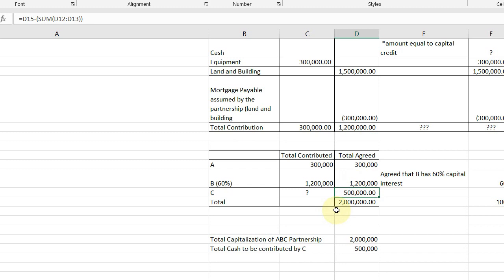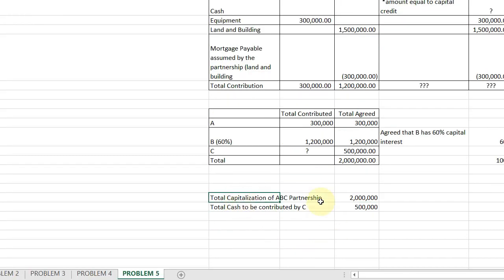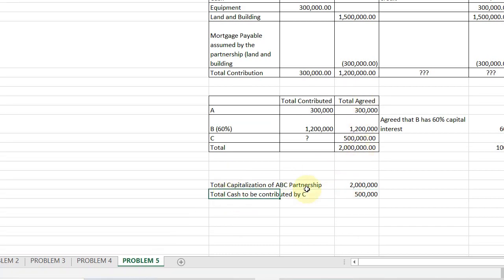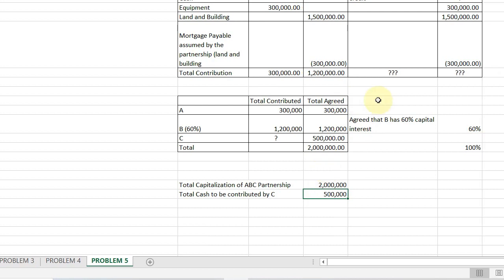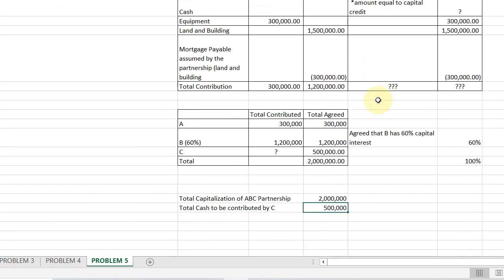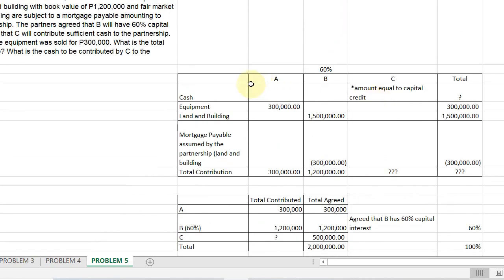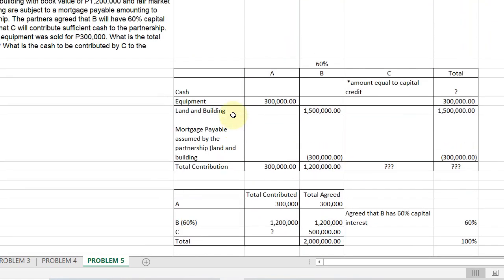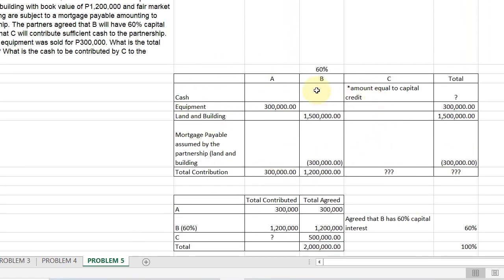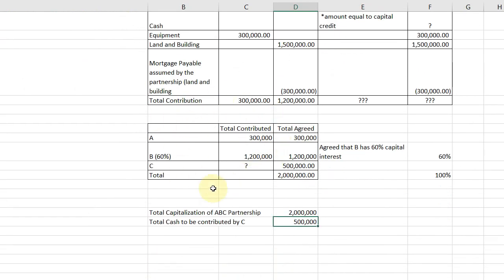Kaya 2 million minus 1.5, yung pinag-add na dalawa, we have 500,000. First question sa problem, total capitalization of ABC partnership. Siyempre, total agreed nila is 2 million. Total cash to be contributed by C, siyempre, na-compute na natin, magko-contribute siya ng 500,000 na in cash. Cold hard cash. Okay? So, yun lang. Diba, dali naman? Wag kasi magpapanik. If you want to adapt the way I answer problems with my two trusty tools, okay, ito, tsaka yung sa bonus and sa Goodwill, you can do that. Okay, para hindi ka masyado nalilito.